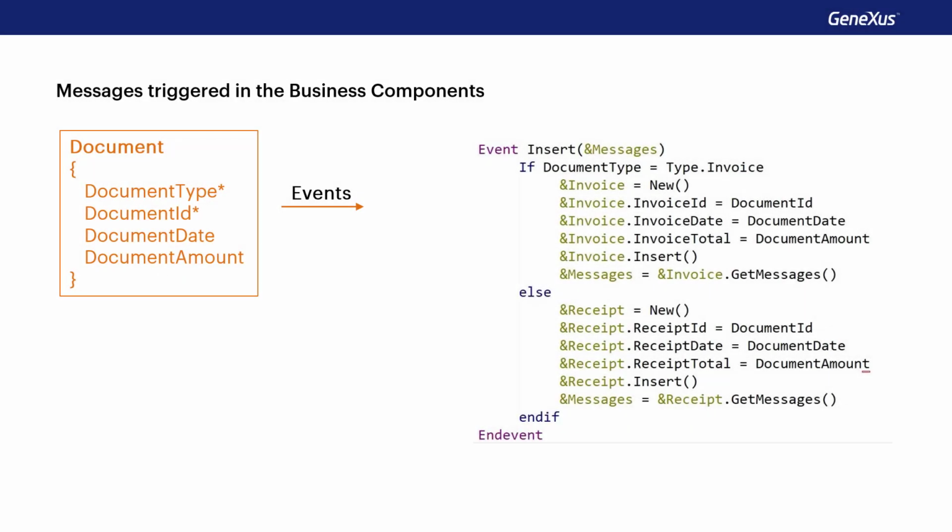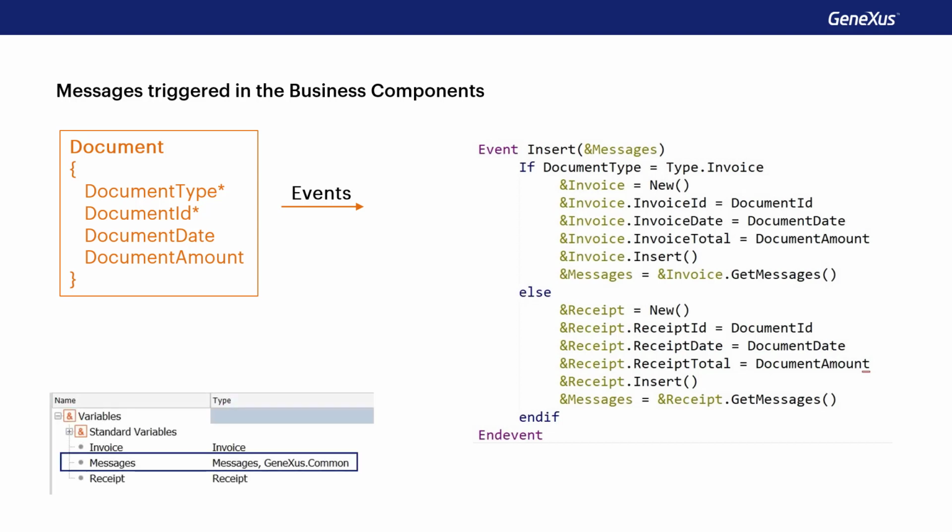As for the success or failure messages triggered during the execution of the business components, invoice, and receipt, we can also retrieve them. To this end, we set the messages variable based on the message's data type, a collection, as a parameter in each of the insert, update, and delete events at the transaction level. These messages are displayed in the form of the dynamic transaction in a completely transparent way.